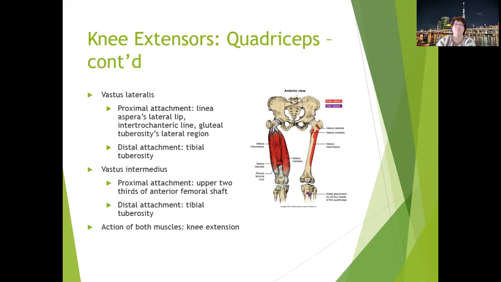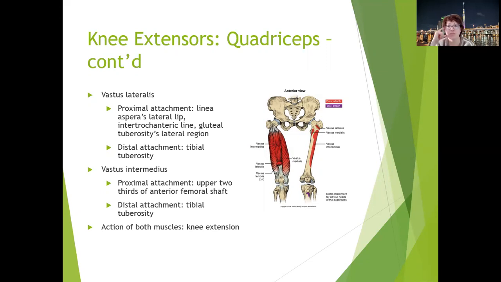Vastus intermedius is probably the simplest. It only crosses one joint. It attaches on the upper 2/3 of the anterior femur, and same attachment as the other ones on the tibial tuberosity. And they both do knee extension. They're both innervated by the femoral nerve, just like all the other quadriceps.